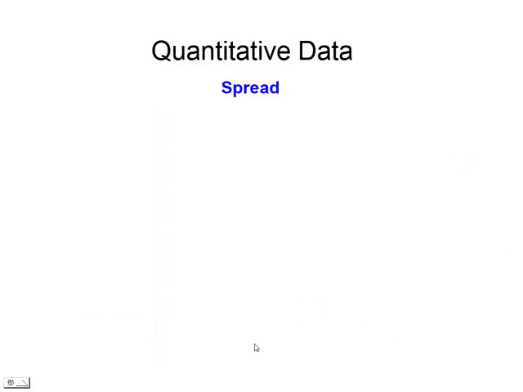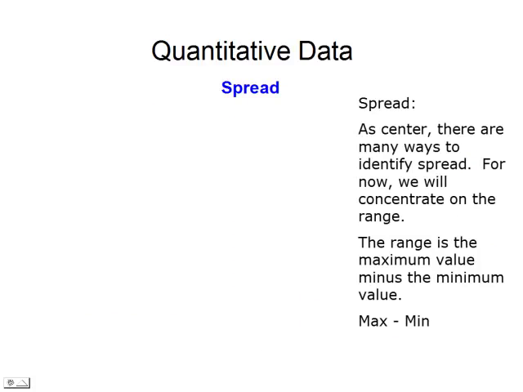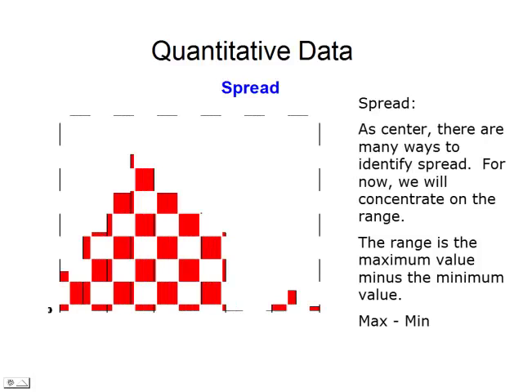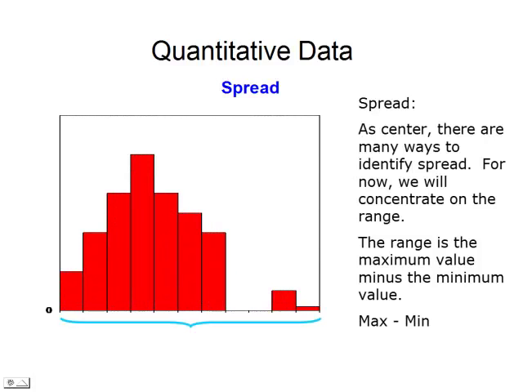Let's talk about spread. There are many ways to identify spread. For now, we're just going to concentrate on the range. And the range is where we take the maximum value minus the minimum value. So over here on the far right is our max, on the far left is our min.